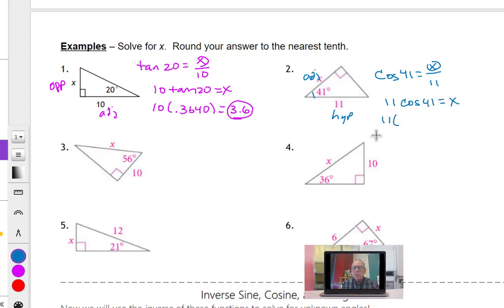And using the table for cosine of 41, we get 0.7547. Multiplying it out and rounding off to 1 decimal place, we get 8.3.